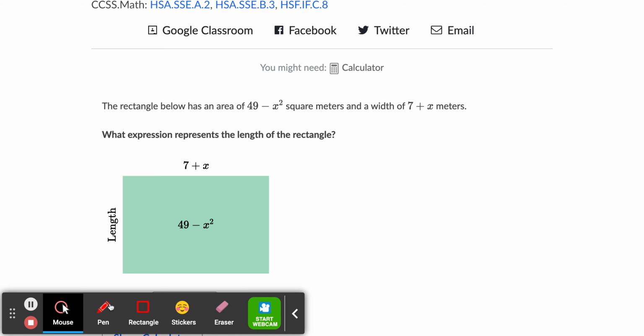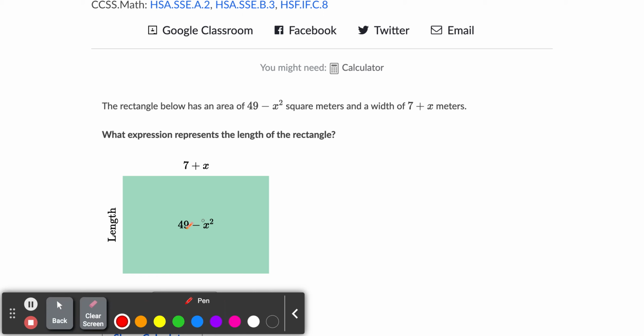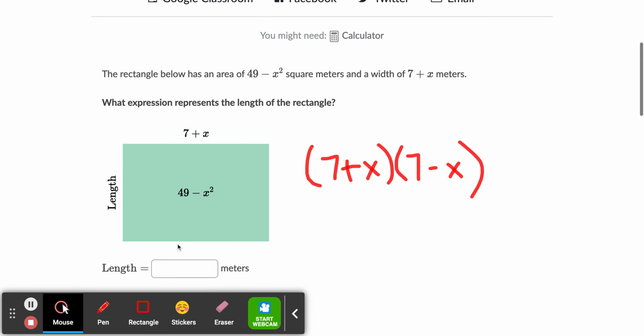So the way this pattern works for the difference of squares is I can actually factor this 49 minus x squared into a 7 plus x times a 7 minus x. Okay, so we already have the 7 plus x, which is represented by the width, which means the missing length is just going to be your 7 minus x. Okay, so it's as simple as that.